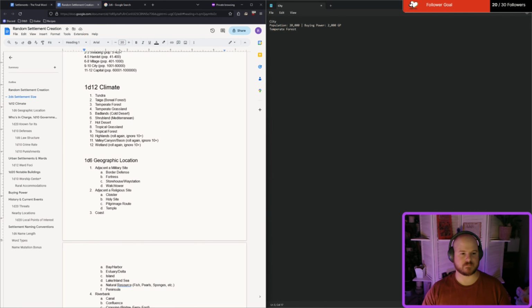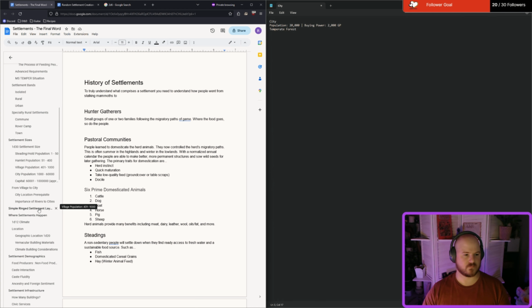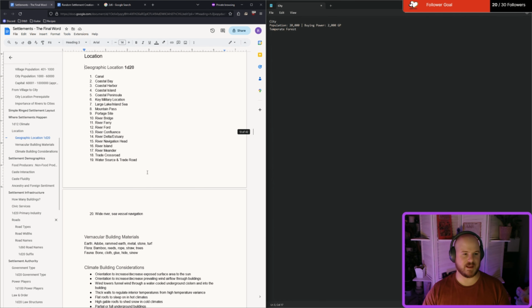And let's get this, especially since we have a city, we want a geographic location for this. Actually, do I want to use this one? Or do I want to use... because I think there's a more finite one in here, right? Yeah. Let's use this one, actually, instead. I have the 1d6 that's meant for like villages and stuff, but this is specifically meant for cities, which is why I want to use it.